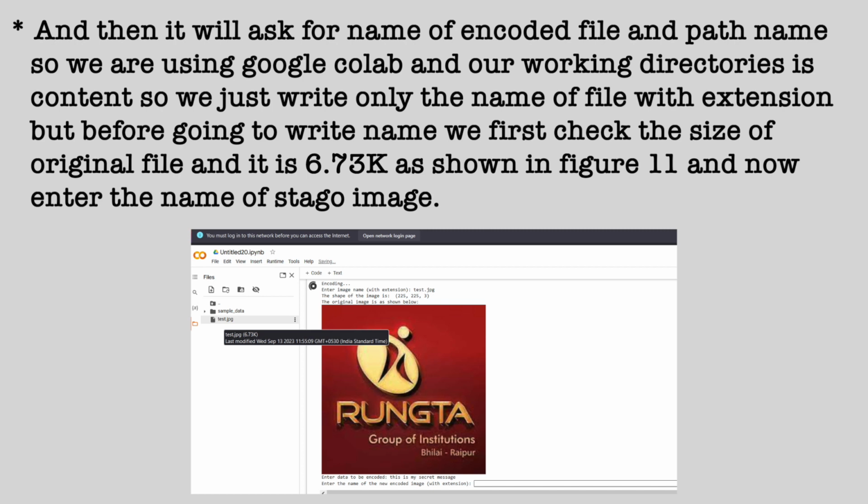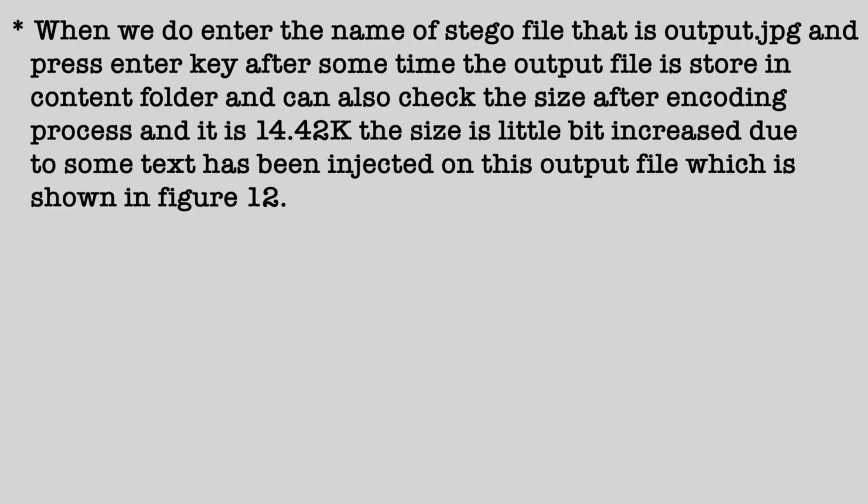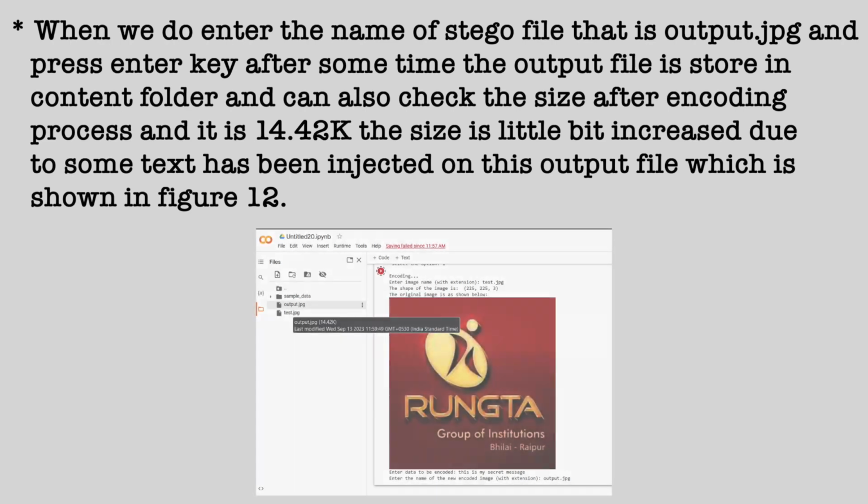In Google Colab, as we know our current working directory is content, so we just write only the name of the file with extension. But before writing the name, we first check the size of the original file. It is now 6.73 K, as shown in figure 11. Now enter the name of the new encoded file in the text area, that is output.jpeg, and press the enter key.